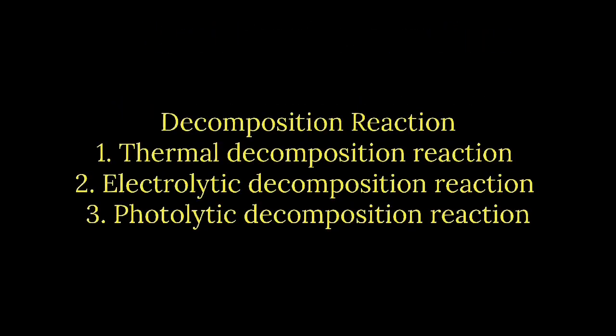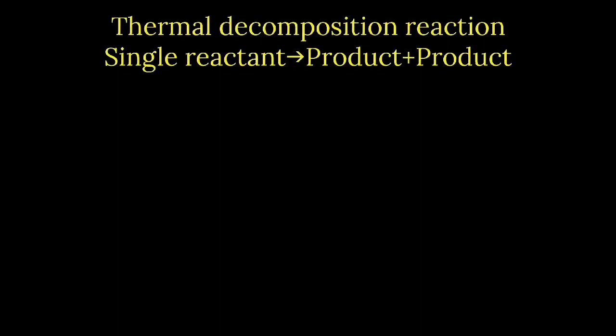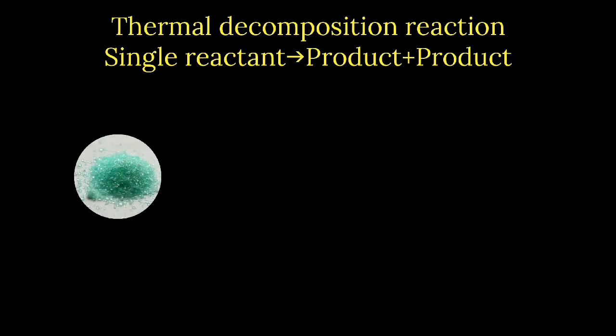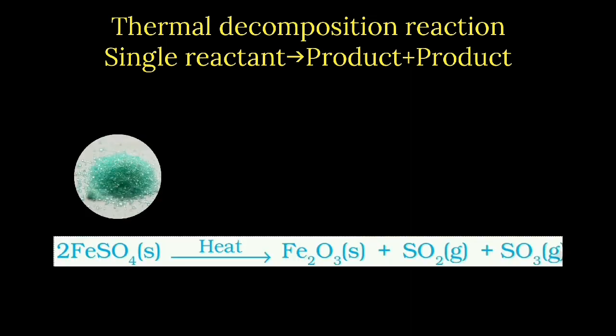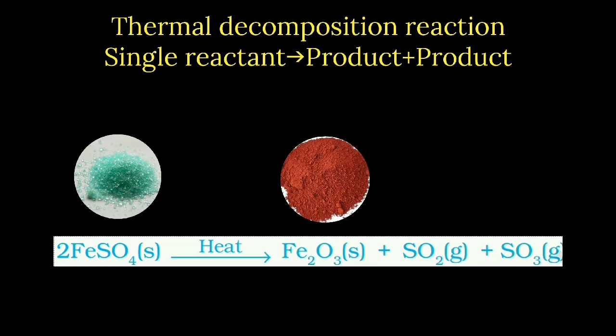The second type of reaction is decomposition reaction, which is of 3 types. The first is thermal decomposition reaction. In this one, a single reactant breaks down to form 2 or more products. For example, ferrous sulfate crystals, which are green, break down when heat is applied and form ferric oxide, which is brown, sulfur dioxide and sulfur trioxide.